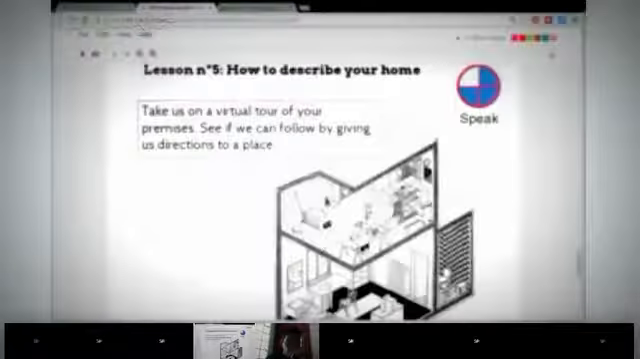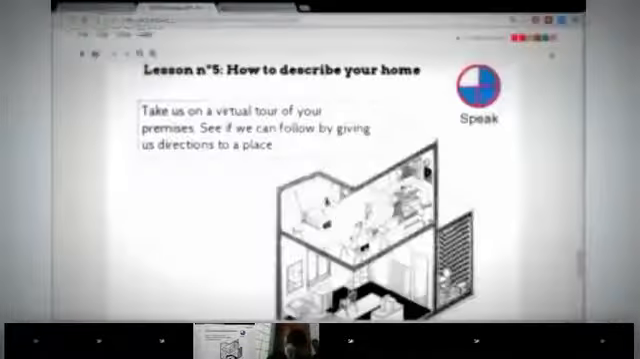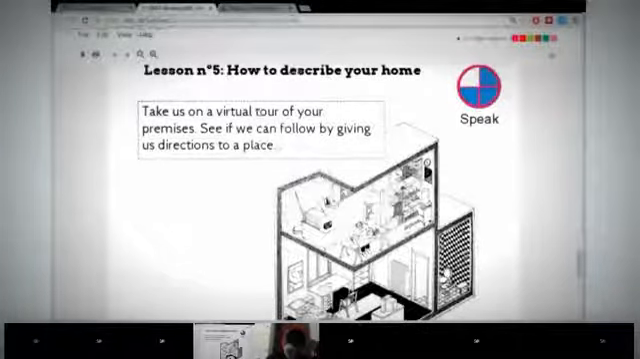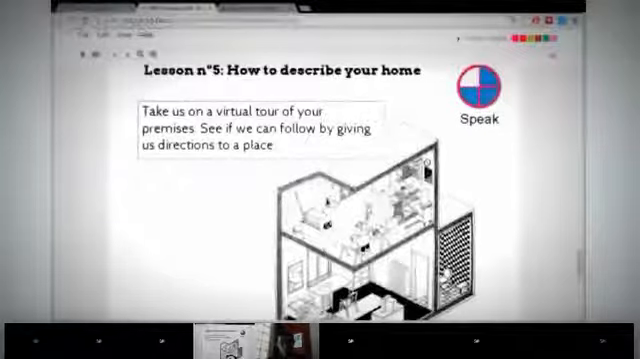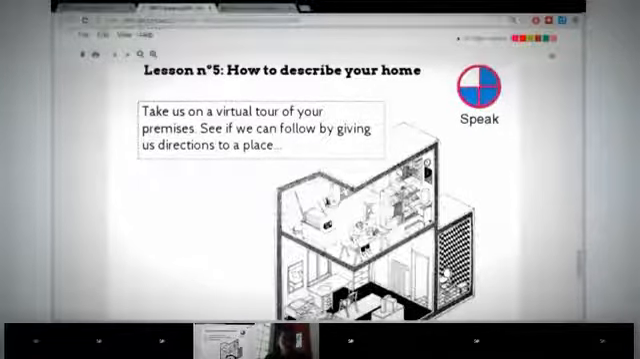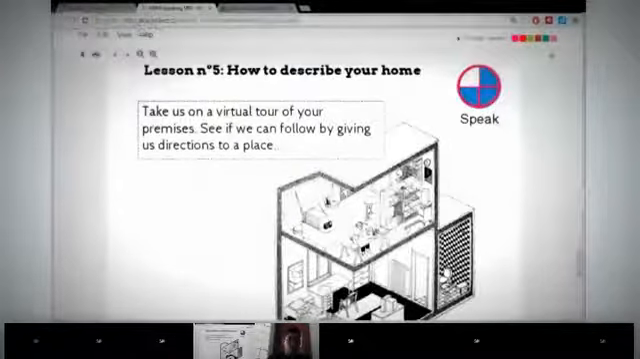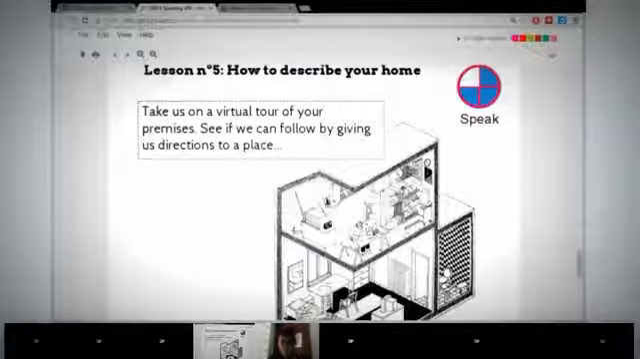Okay, so premises is another way to say the space where something is. For example, you have a house. If you want to talk about the space around the house, you can describe the premises. So it really just means basically the space around or the location. It's a way to talk more abstractly about a space. And yes, you're right, Ahmed. It's often with businesses or with a public place, less about our homes. But here, I'm asking you to take us on a virtual tour, and let's see if we can follow the directions that you give.